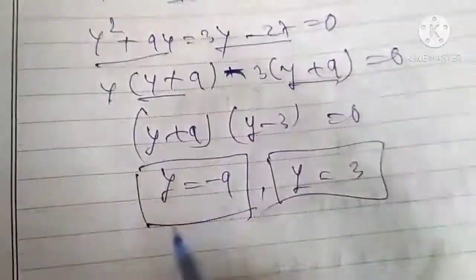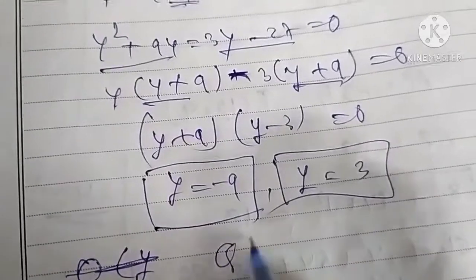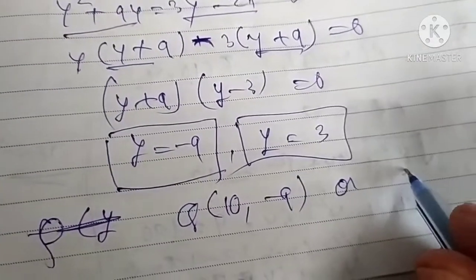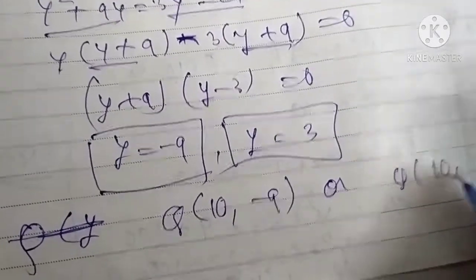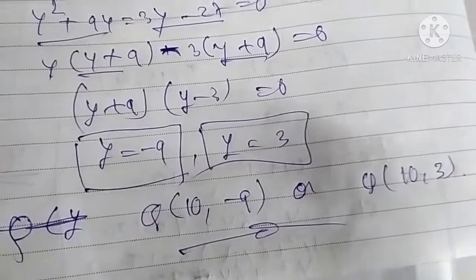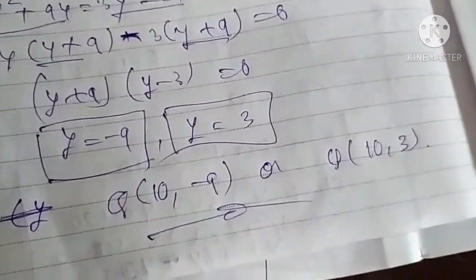So q can be 10, minus 9, or q can be 10, 3. This is your example number 8. Clear, students? Please understand, watch the example properly, and any doubt you can ask me. See you.